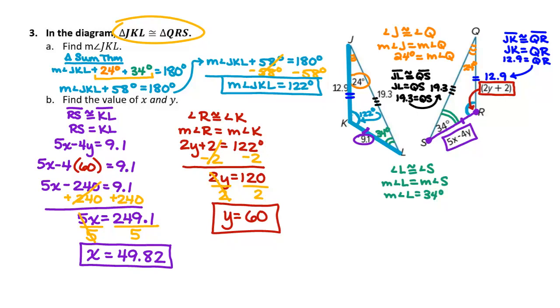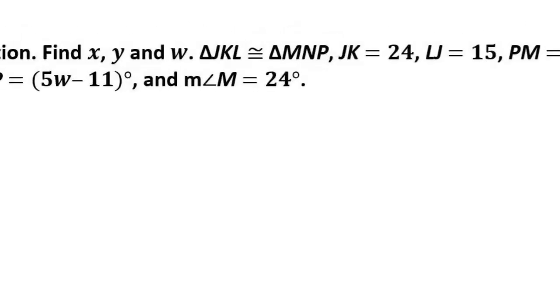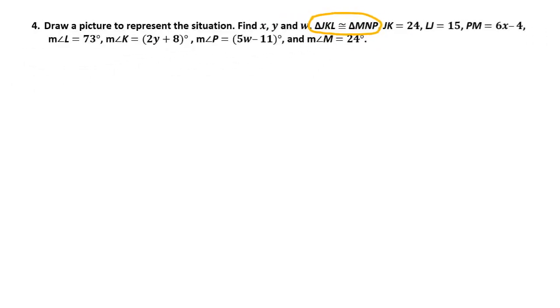Let's go look at problem number 4. What's the first thing that problem number 4 says? Draw a picture. What are we going to be drawing a picture of? Triangles. How do you know? Yep, it has a triangle congruent statement right here. Do I just draw one triangle? No, I need to draw 2 triangles because we have 2 triangles that are congruent to each other. So on your page, I want you to draw 2 triangles. They can look like whatever you want.